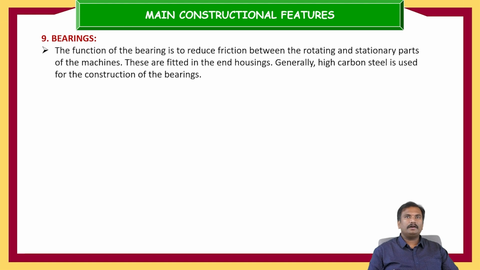The function of the bearing is to reduce the friction between rotating and stationary parts. These are fitted in the end housings and are generally made with high carbon steel. The size of the bearings depends on the type of rotor which we are using.